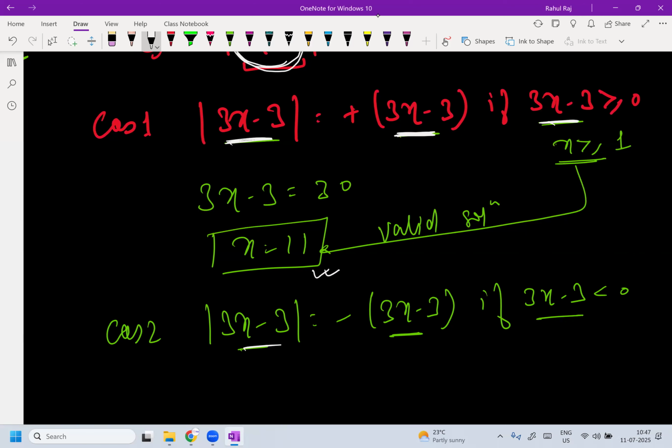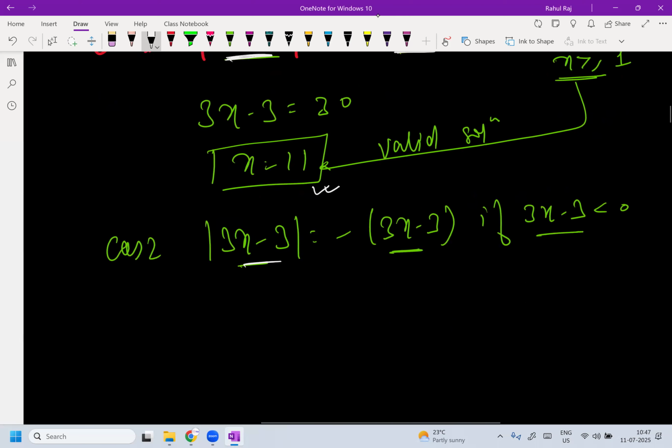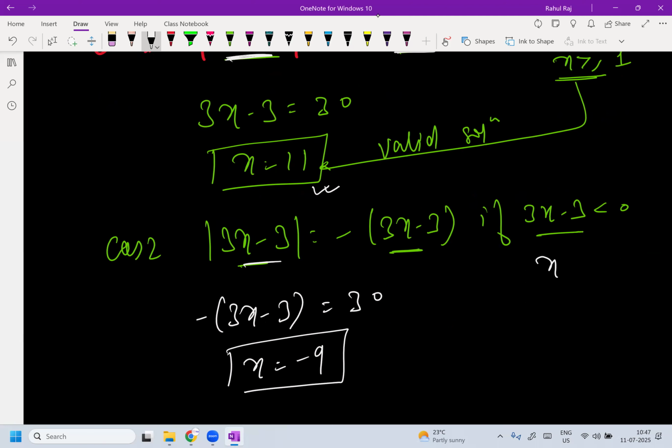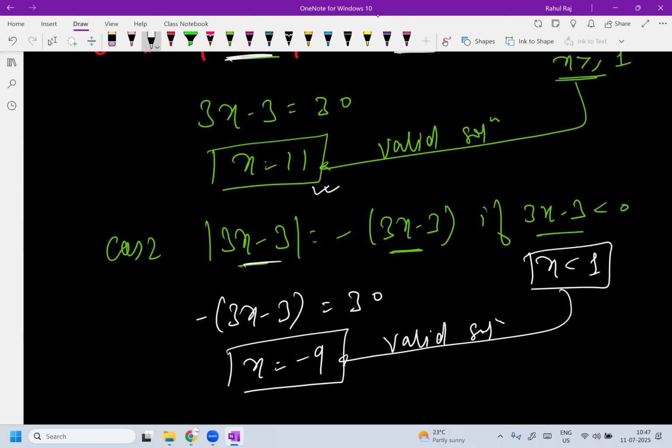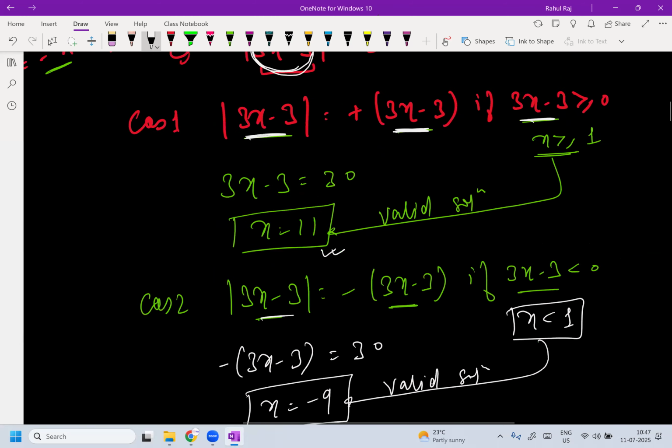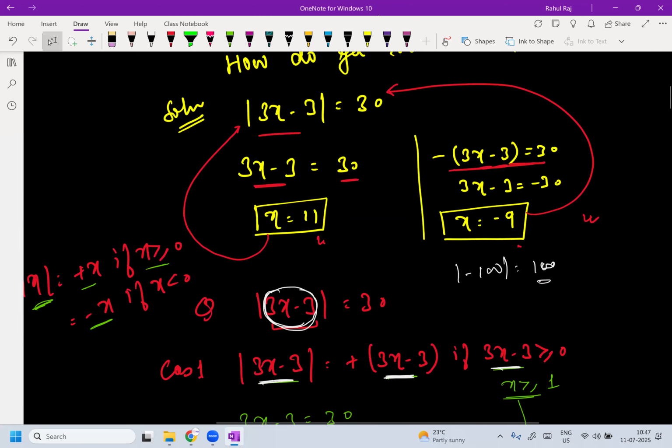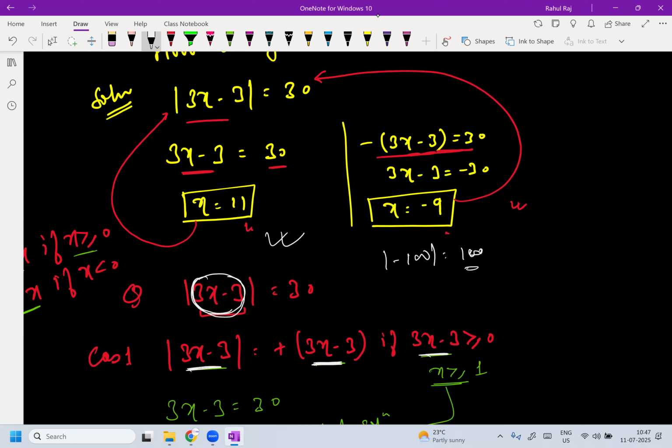Am I right? And now you simply solve it. Negative of 3x minus 3 is equal to 30. That is x is equal to negative 9. So, for x less than 1, x is equal to negative 9 is a valid solution. Agreed? So, you don't have to get into this complexity at all. What you have to do is take two cases, 3x minus 3 is equal to 30 and negative of 3x minus 3 is equal to 30, and just ensure that you do check the validity of the solution.